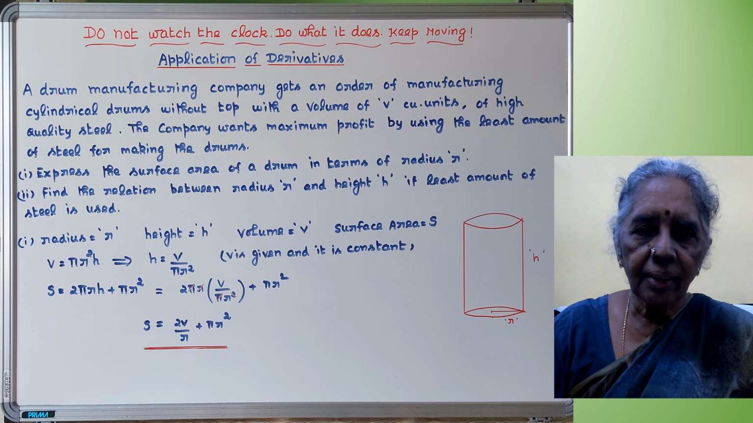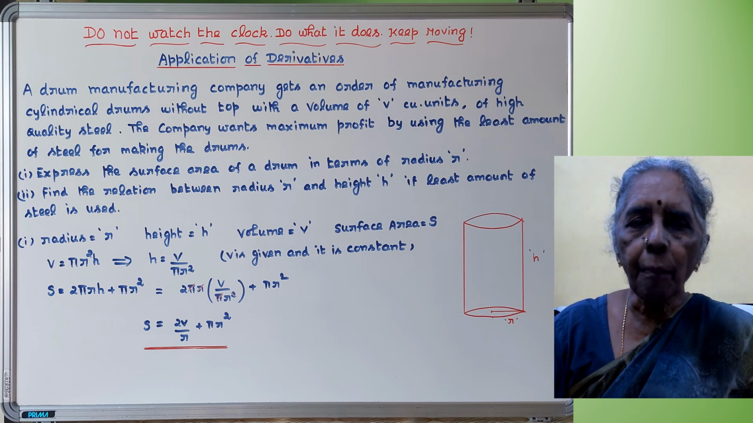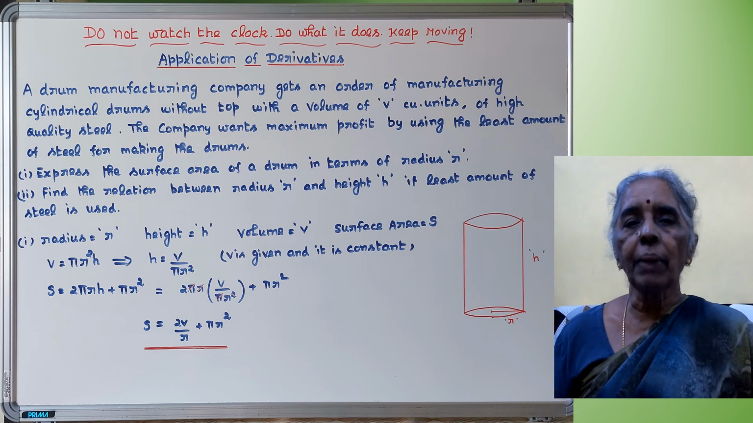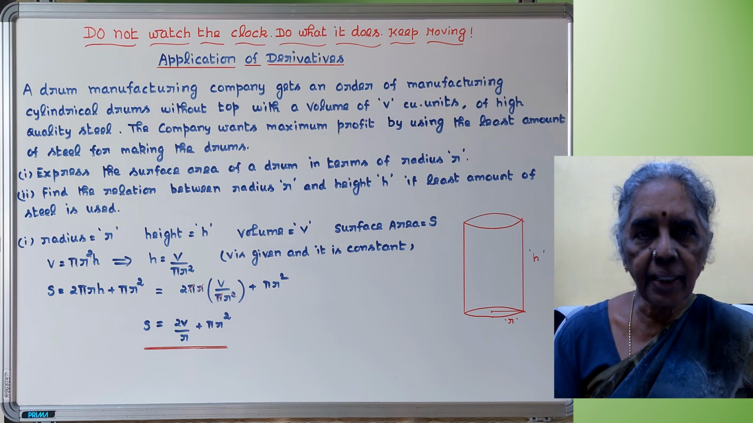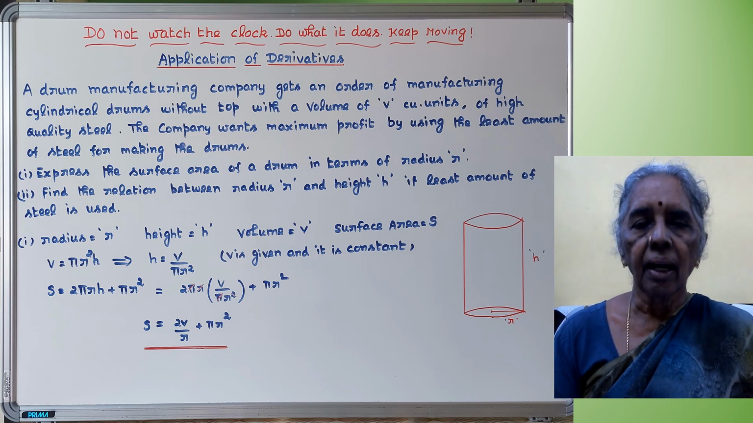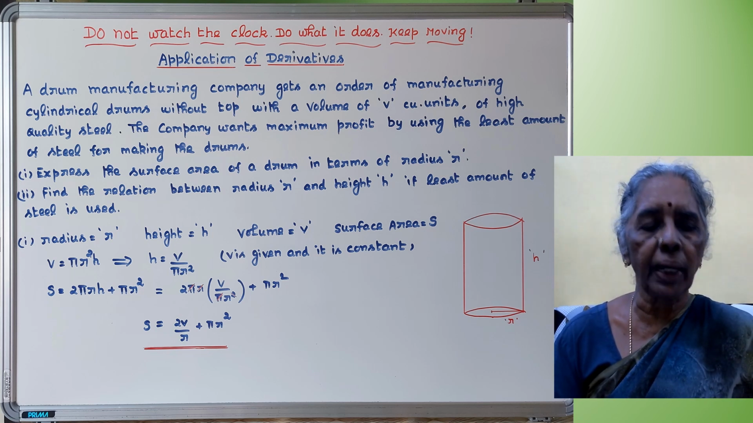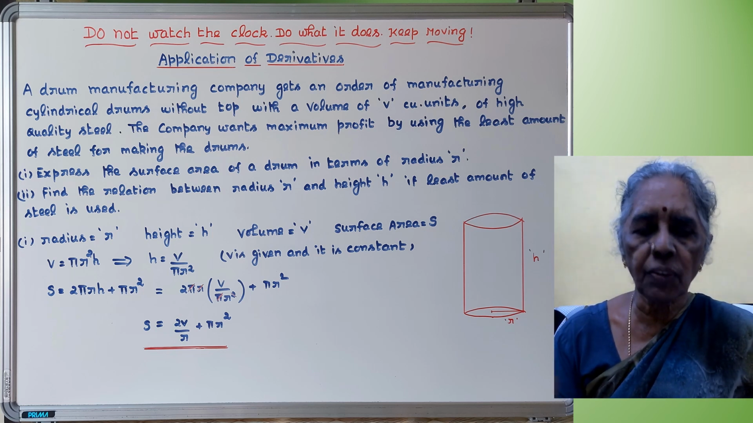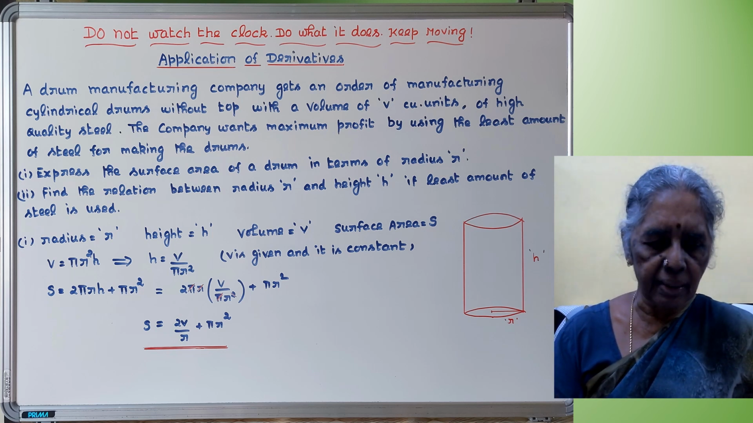Hey everyone, let us see in this video another sum in application of derivatives, maxima and minima. A drum manufacturing company gets an order of manufacturing cylindrical drums without top, of high quality steel, with a volume of V cubic units. The company wants to make maximum profit by using the least amount of steel for making the drums. This is the information. Two questions.